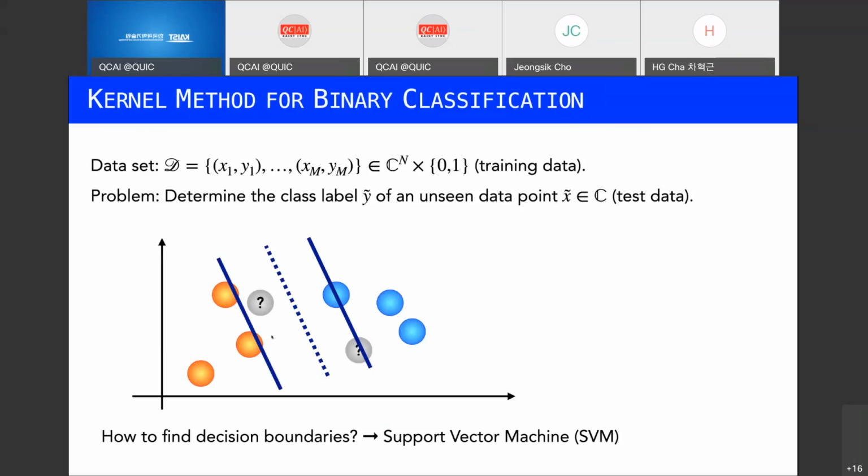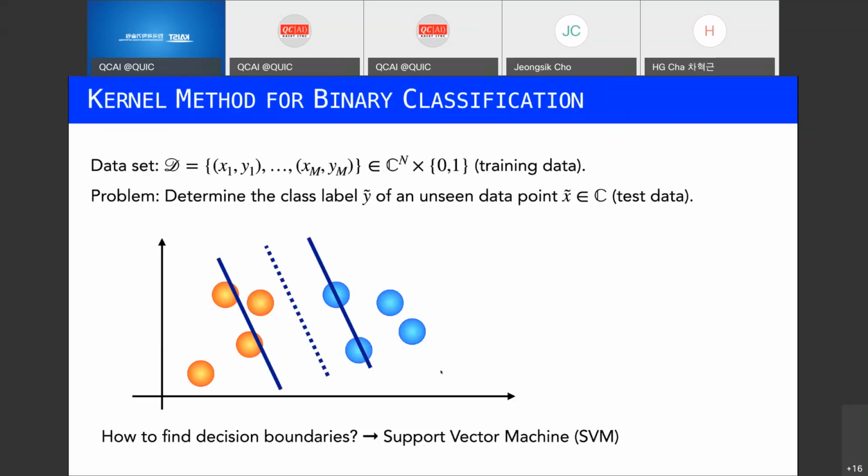There are also many different ways of doing this, but one way is via what's called a support vector machine. I'm not going into all the great details about support vector machines, but for now you can take it as one way of finding this decision boundary.